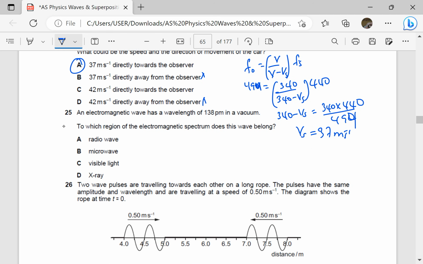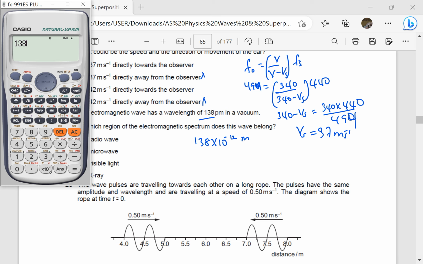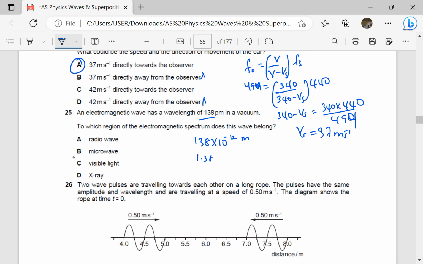An EM wave has a wavelength of 138 picometers in a vacuum. To which region of the electromagnetic spectrum does this wave belong? So 138 times 10 power negative 12 meters. This is 1.38 times 10 power negative 10 meters. This is X-rays. This is probably X-rays.